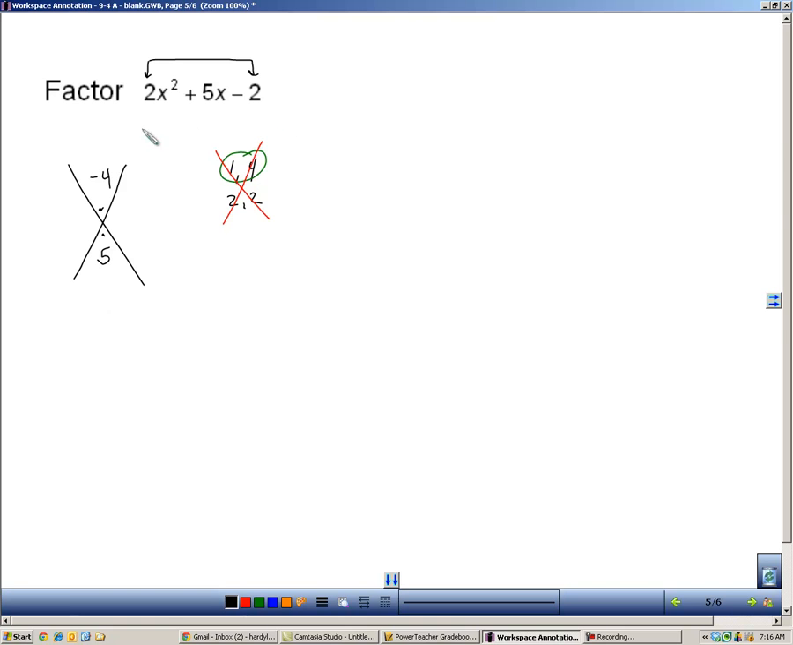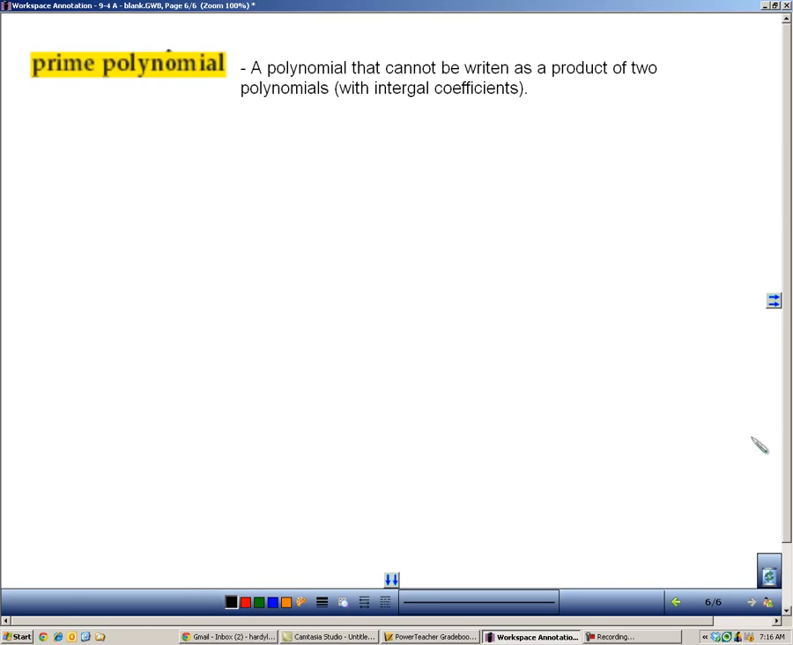So this trinomial is a special trinomial. We call it a prime polynomial. It's a polynomial that cannot be written as a product of two polynomials. We can't do it. Now this little added thing on the end with integral coefficients, that means that really you could write this as a product of two polynomials. It's just the coefficients wouldn't be integers, but we're not going to worry about that right now.